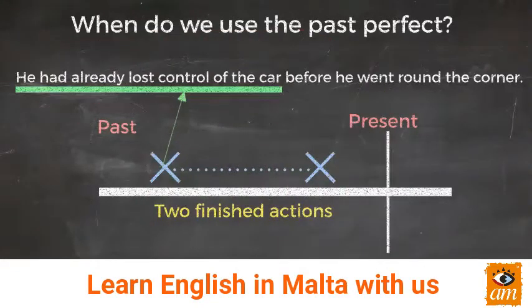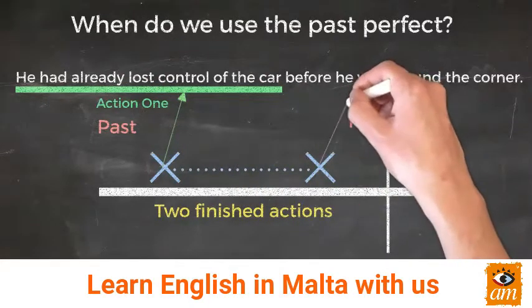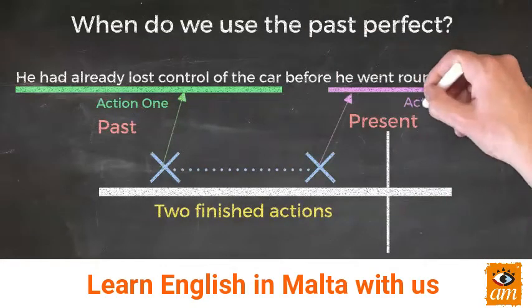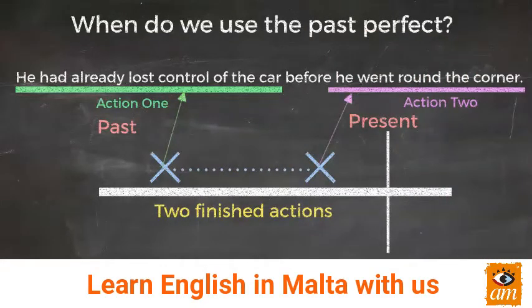The first cross is he had already lost control of the car, which is action 1. And the second cross is he went round the corner. This is action 2.